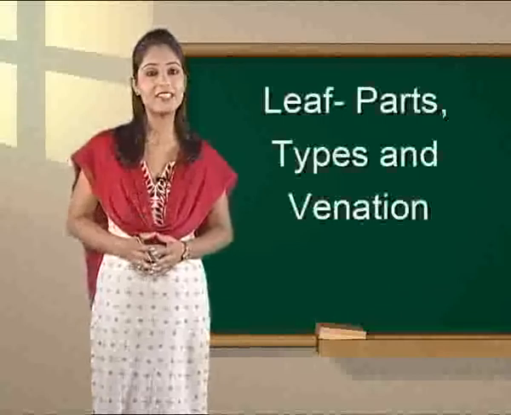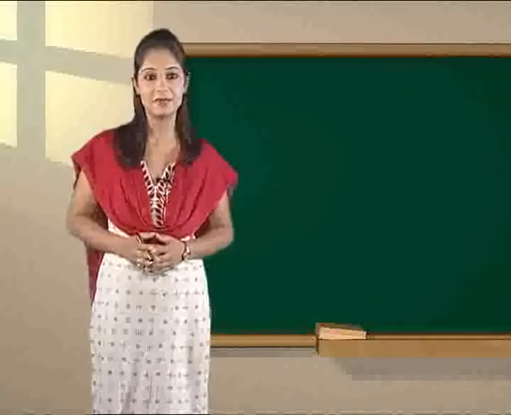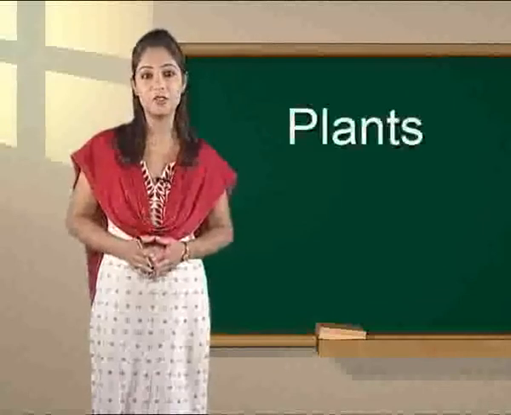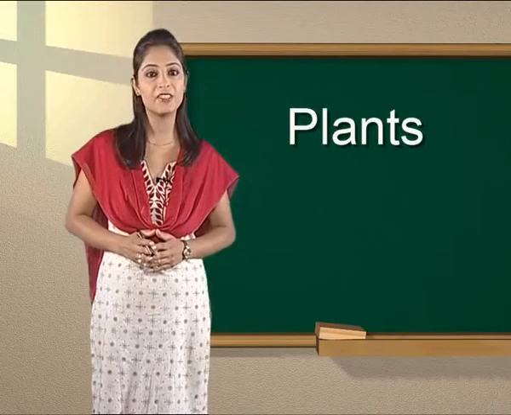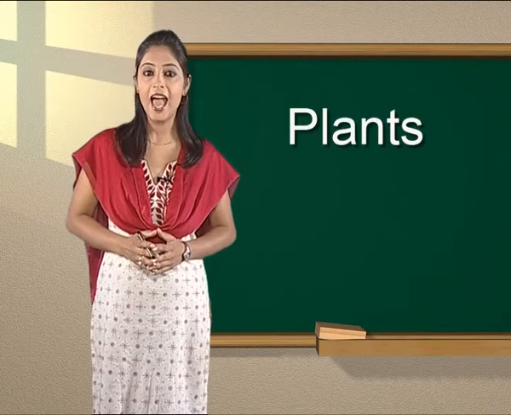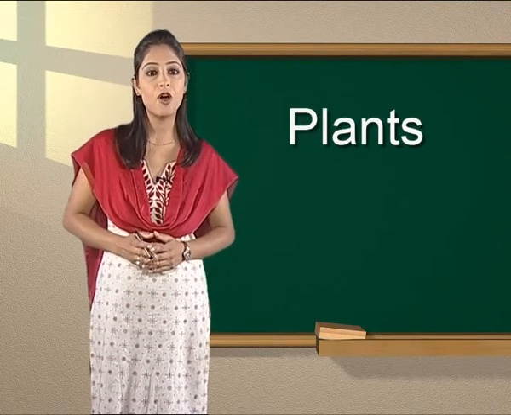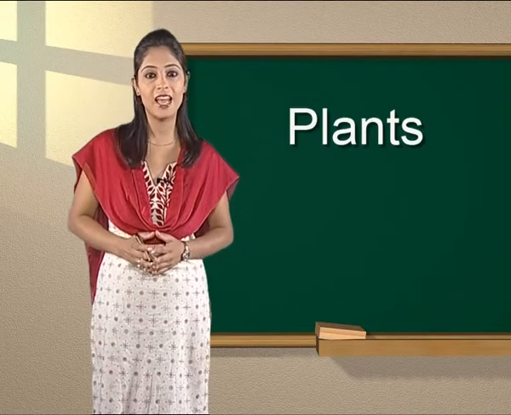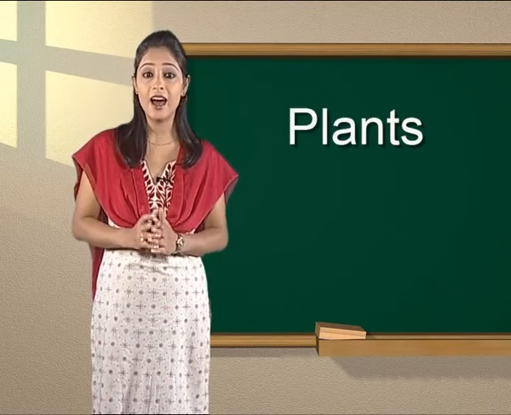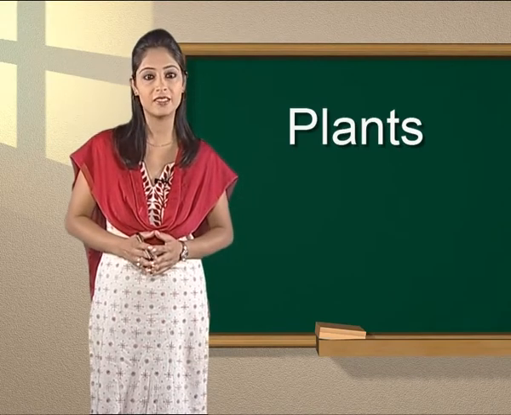Today we will discuss the food making factories of green plants, that is, the leaves. Plants are important to us as they provide food, clothing, shelter, medicines, and even the air that we breathe. Plants form the basic food for all life forms. They are the major source of food and oxygen on earth.